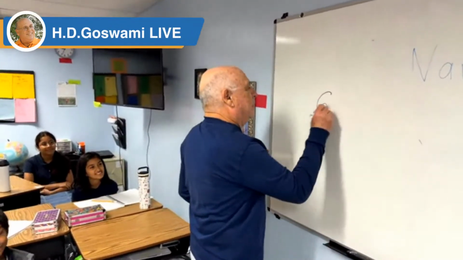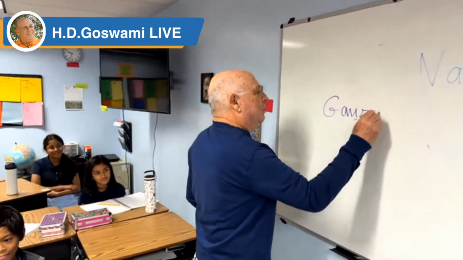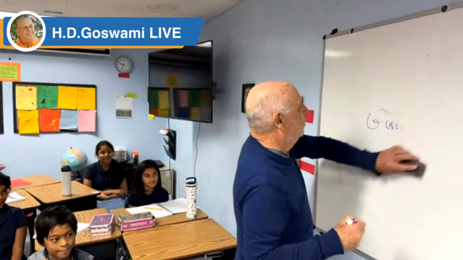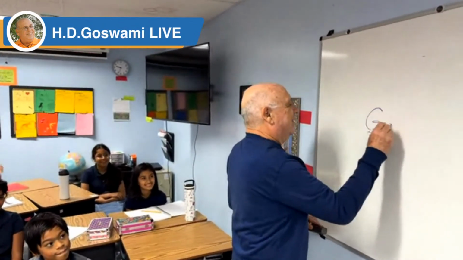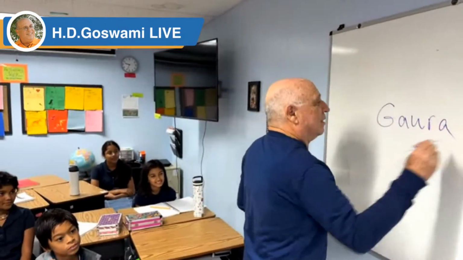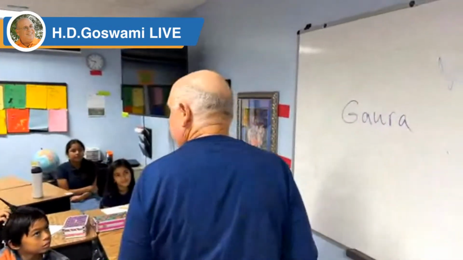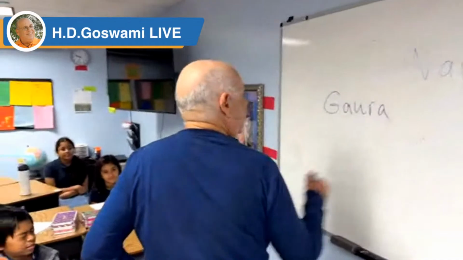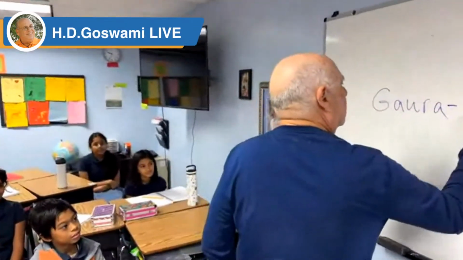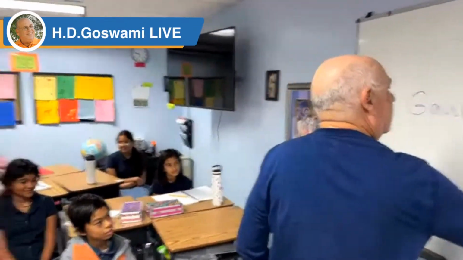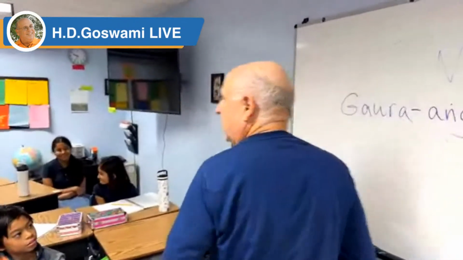Gora, you probably know, can mean golden. Write it so you can read it. And so Gora means golden or light. And Anga is a word meaning body. So Goranga means golden body.